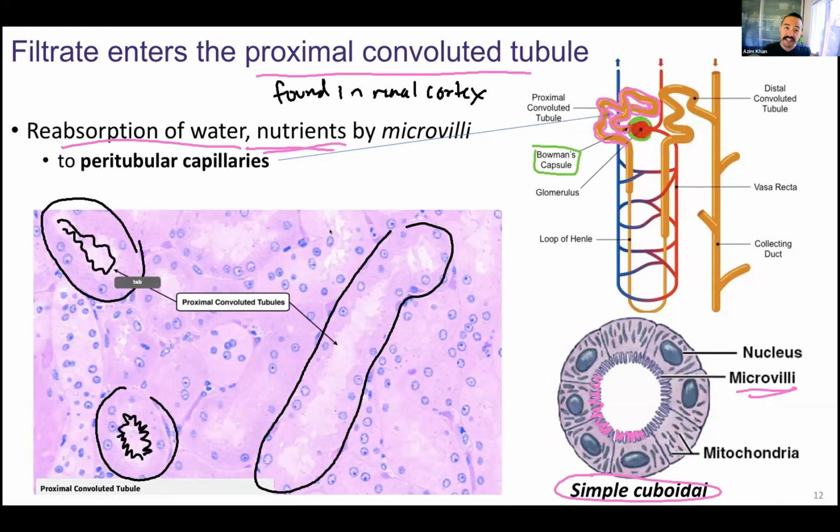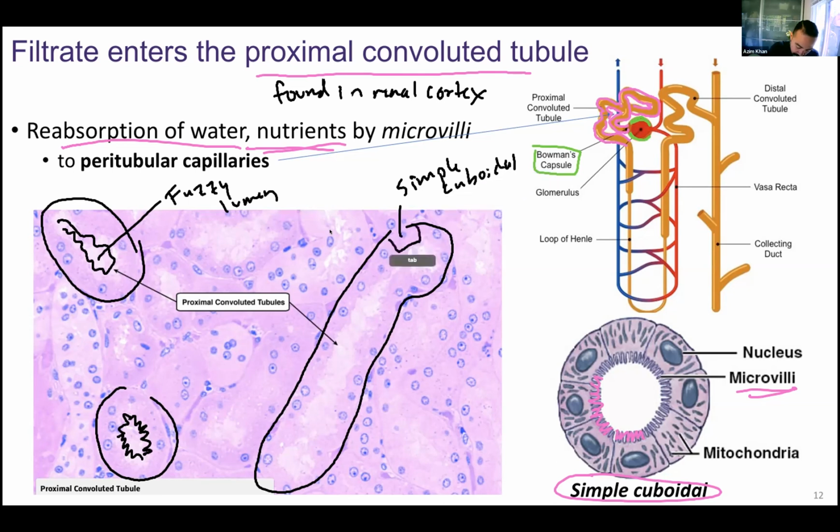Look for fuzzy lumens and simple cuboidal epithelium. Fuzzy lumen, simple cuboidal. We'll contrast that with a clearer lumen. Clearer lumens are a different tubule. If we're in the cortex and you see simple cuboidal epithelium and it's fuzzy, that's the proximal convoluted tubule.